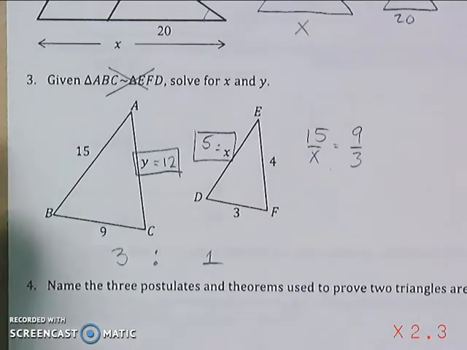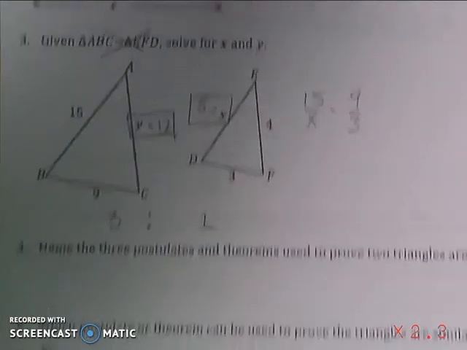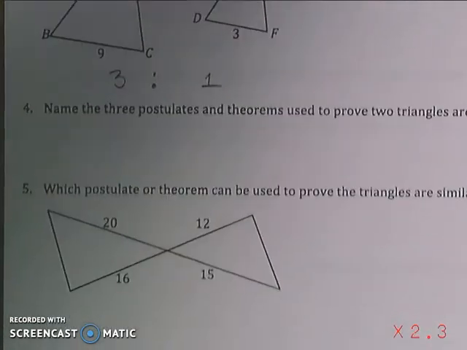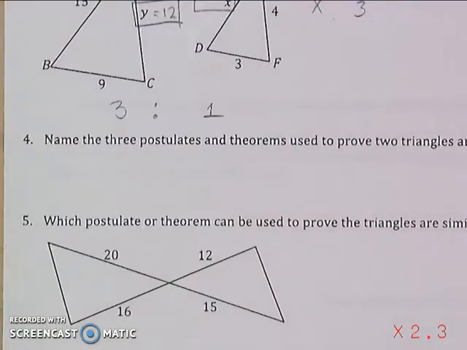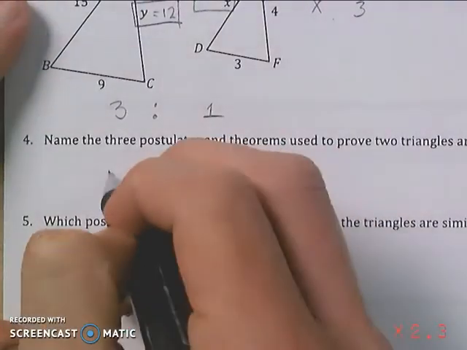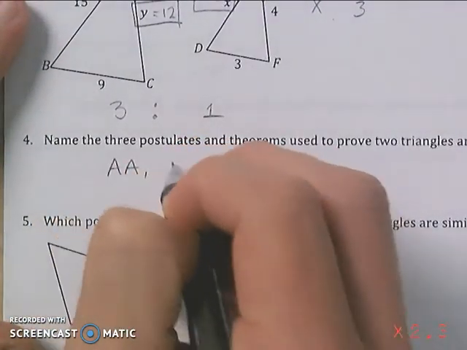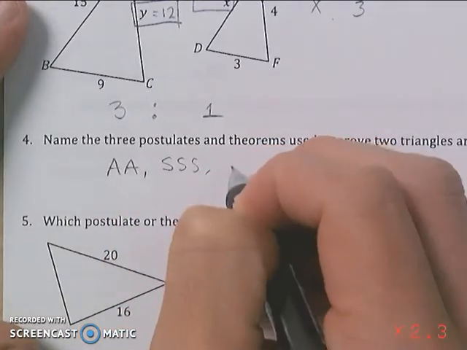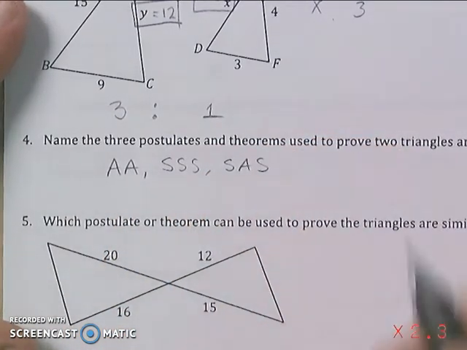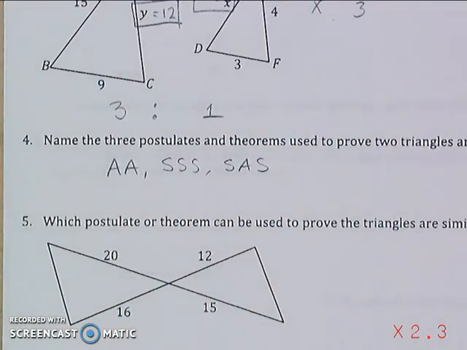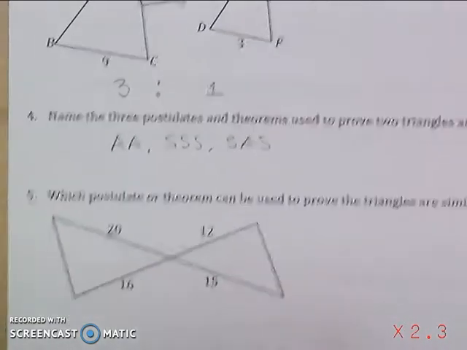Number 4. It says use 3 postulates and theorems used to prove two triangles are similar. Okay, so we have angle, angle, side, side, side, and side, angle, side. Those are the 3. Remember, when we're talking about similarity, the angles have to be congruent, but the sides only have to be proportionate. Okay? Let's take a look at that and what I mean by that in number 5.